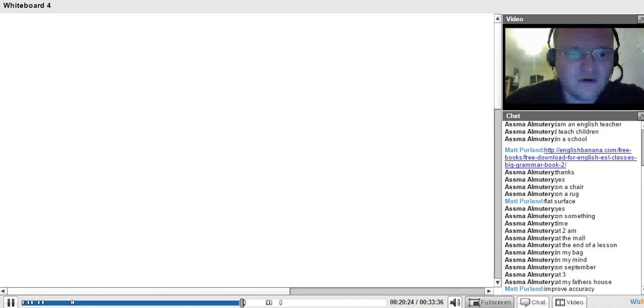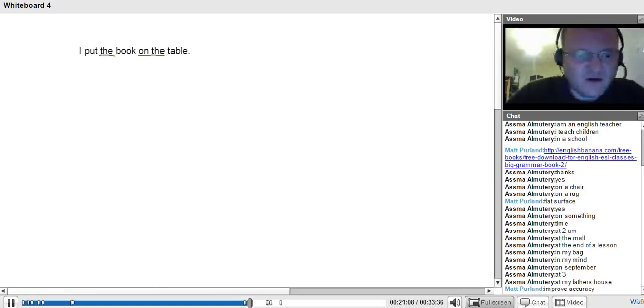Let's take an example here. This is absolutely a standard sentence in past simple. I put the book on the table. I put the book on the table. So three of the words here are words that we're looking at. Articles and preposition of place. So if you try to say this without articles or prepositions, then what do you have? I put book, table. That's it. You've got just subject, verb, and two nouns.